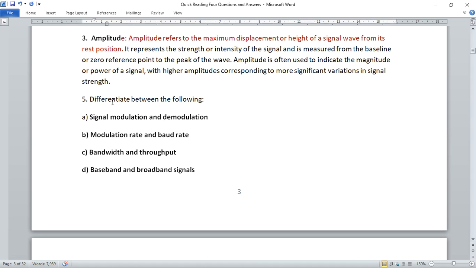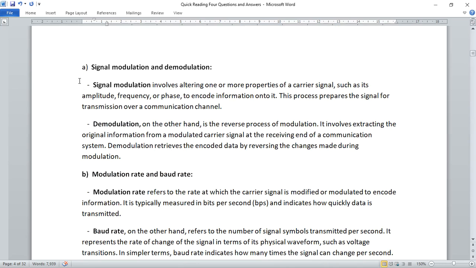So basically, when you talk about signal modulation, this involves altering. To alter is to change one or more properties of a carrier signal, such as amplitude, frequency, or phase, to encode information onto it. So basically, modulation is actually changing. For example, when you change a digital signal to an analog signal, then you are doing signal modulation. Demodulation is converting back, the reverse process of modulation. If you had changed digital to analog, then you are now changing back analog to digital.